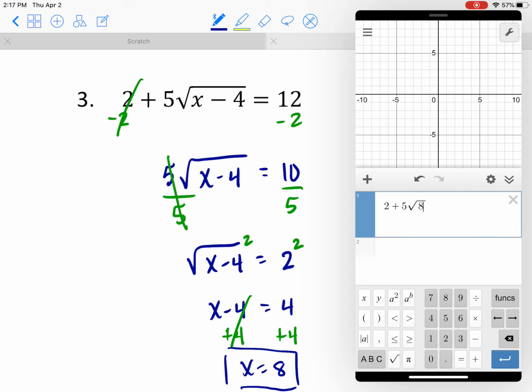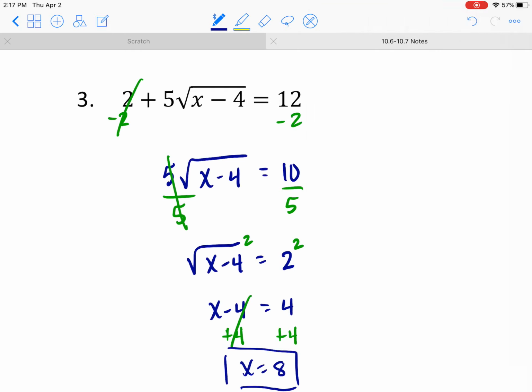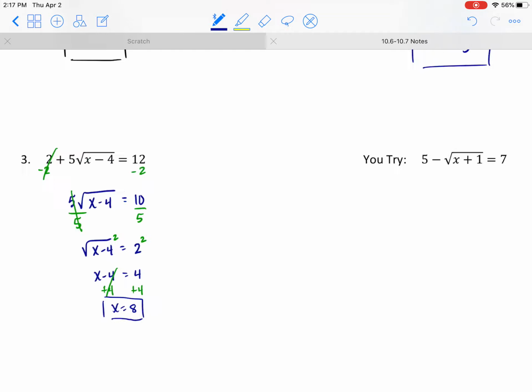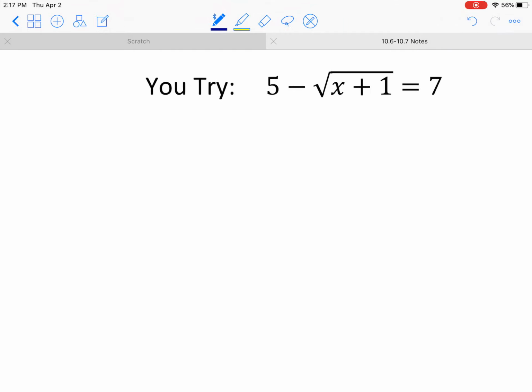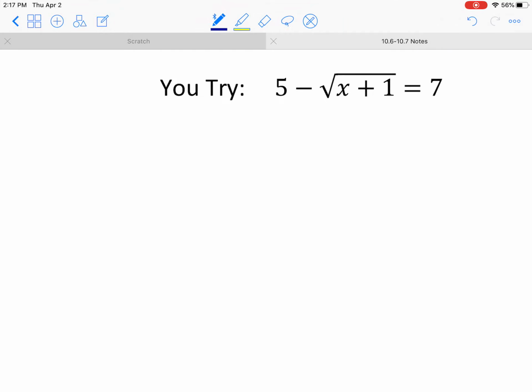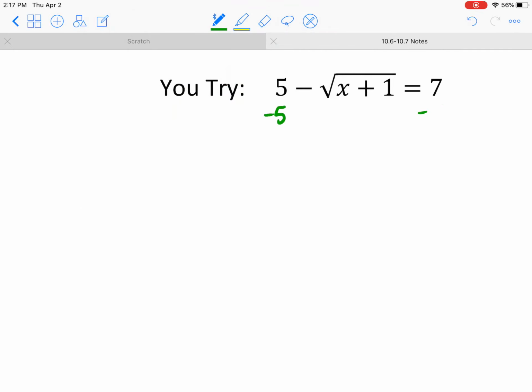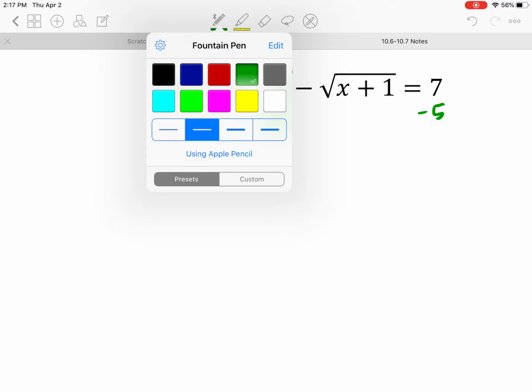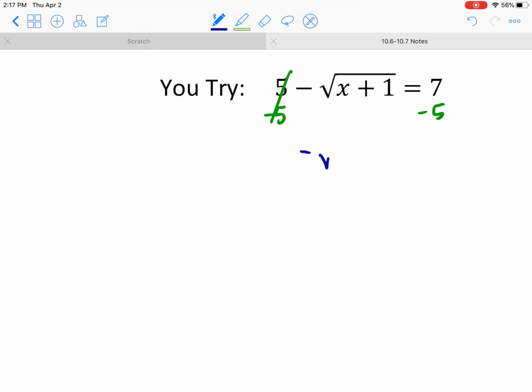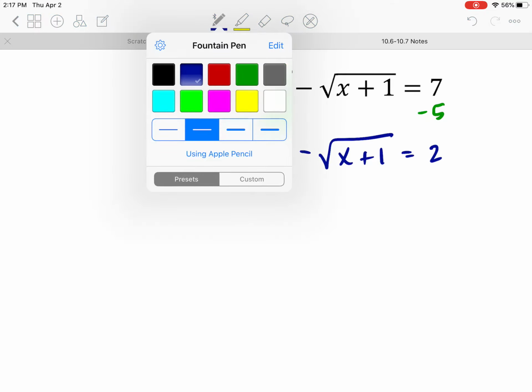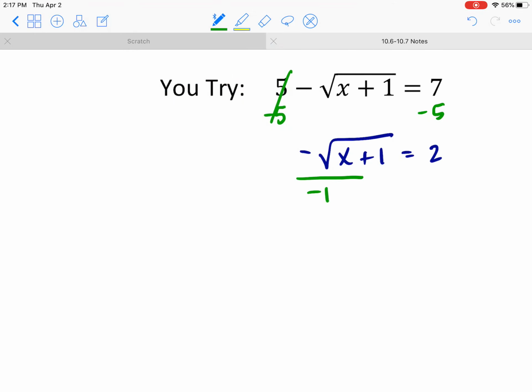Okay, and just to verify, that's 2 plus 5 times the square root of, instead of x minus 4, 8 minus 4, and that does in fact equal 12. Okay? All right, so here we go. One for you to try. If you want to give it a shot, feel free to pause and try it out. Otherwise, working along with me here, I'm going to start by subtracting the 5 from both sides.